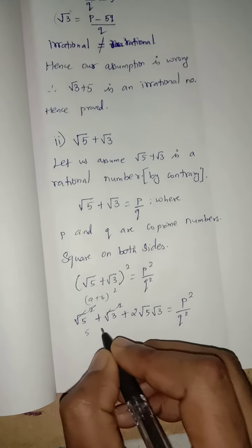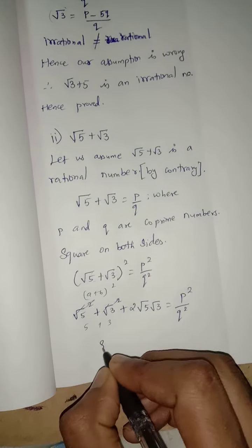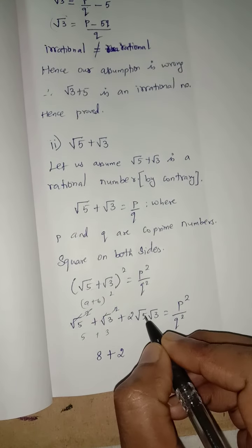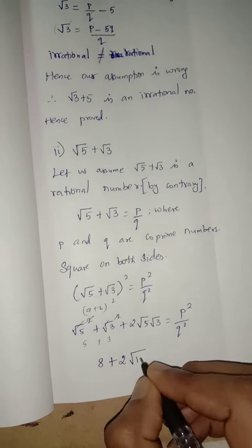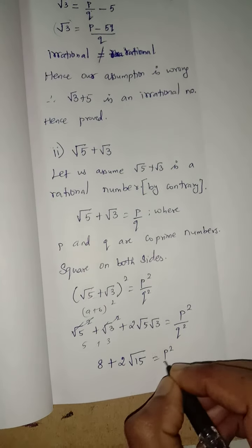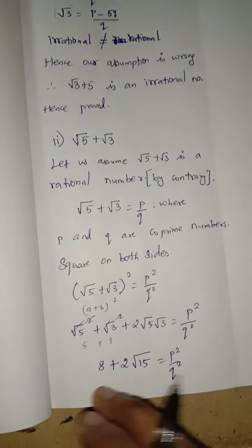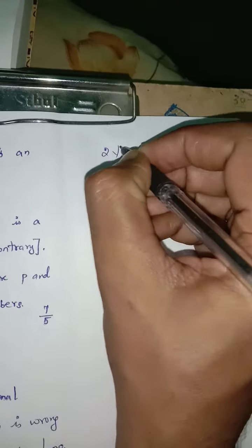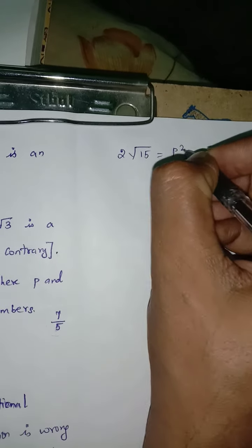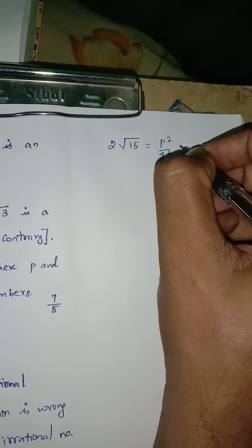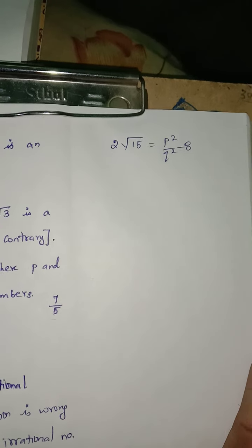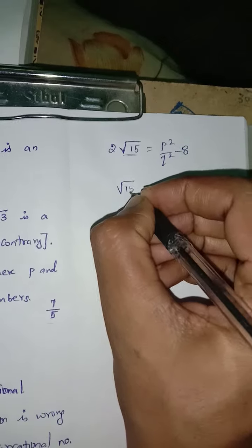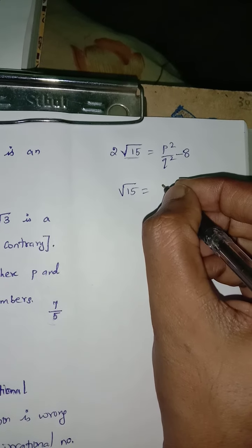The remainder is 5 here. The remainder is 3. 5 plus 3 is 8, plus 2 into square root 5 into square root 3, that is square root 15, is equal to p square by q square. Now transpose this 8 to this side first. No change in the 2 square root 15 equal to p square by q square. If you transpose, this 8 becomes minus 8. As usual, keep the square root number alone on one side and the other numbers on the other side.